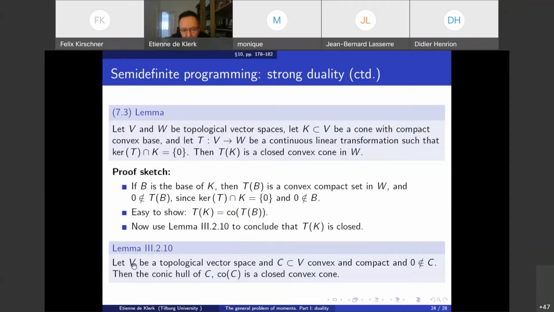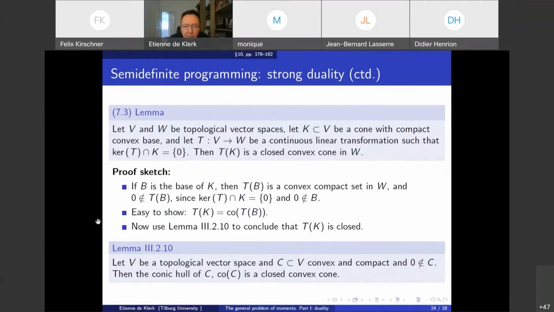So in particular, in general, for a topological vector space, as long as we have a convex compact set inside the vector space which does not contain the 0 vector, then the conic hull of this convex compact set is a closed convex cone. So this is then everything that we need.